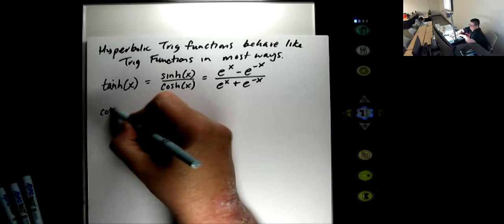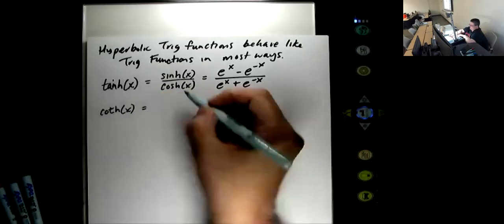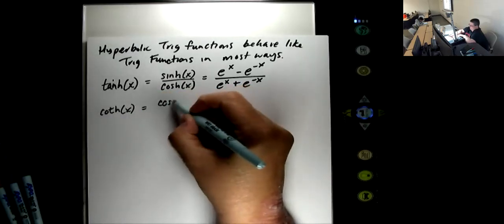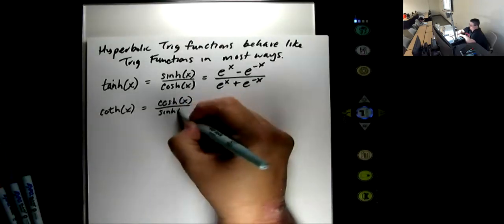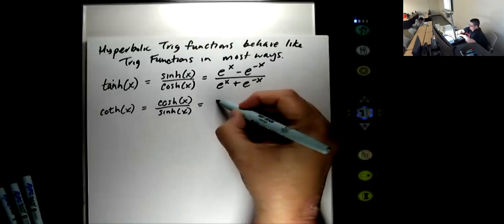Hyperbolic cotangent is the same way as cotangent. We have cosh, hyperbolic cosine, on top, and hyperbolic sine on bottom. And this just flips tangent over.